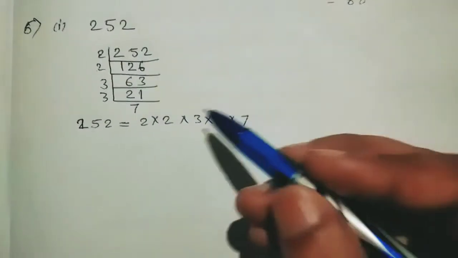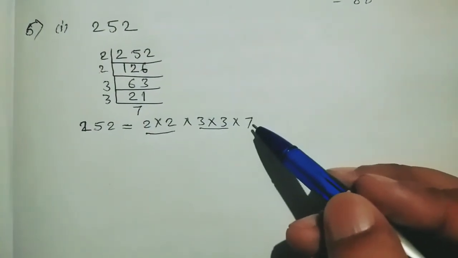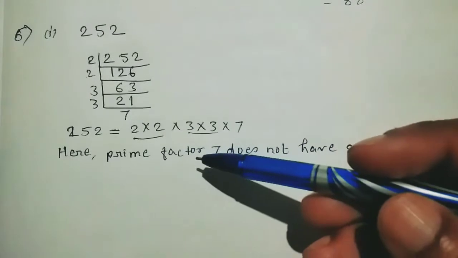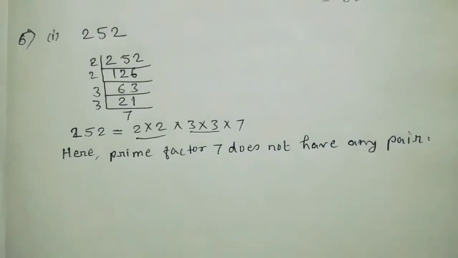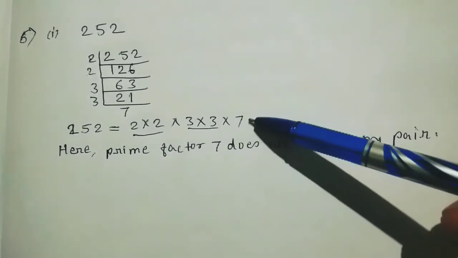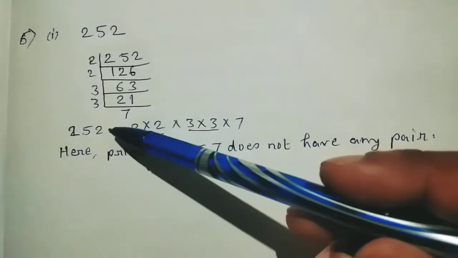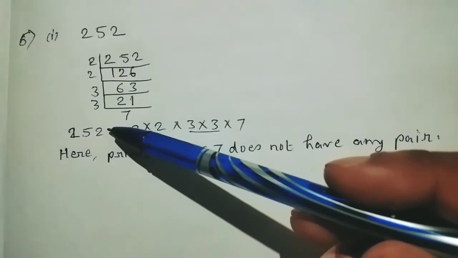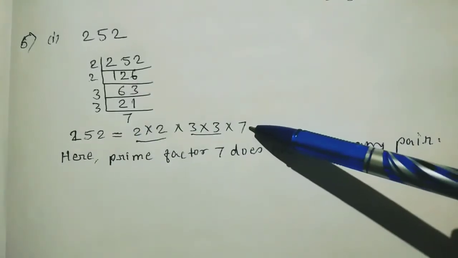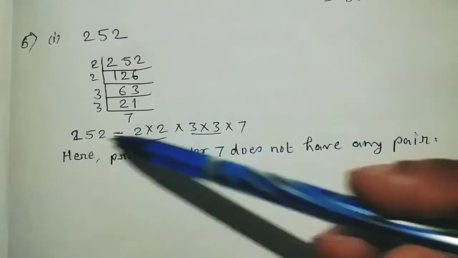Here you can see this 2 and 2 is having a pair, 3 and 3 is having a pair, but 7 is not having a pair. So you have to write this line. So here you have to write like this: prime factor 7 does not have any pair. Okay, now how to make it a pair? To make this a pair, we have to again multiply by 7 this side. So when you multiply by 7 this side, this side also you have to multiply by 7. This is the rule. Whatever you are doing in maths, you have to do it on both sides. Okay, so if you are multiplying something here, the same number you have to multiply this side also, then only it will be balanced, because it is an equation.